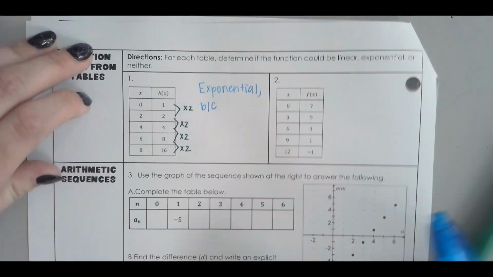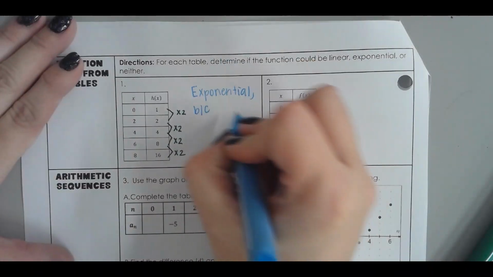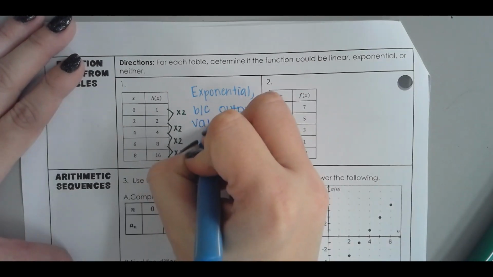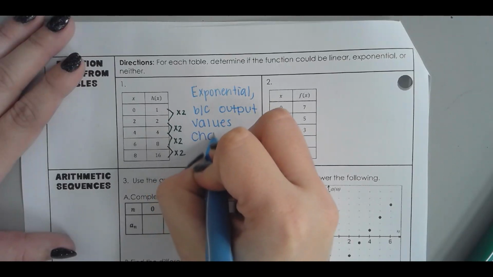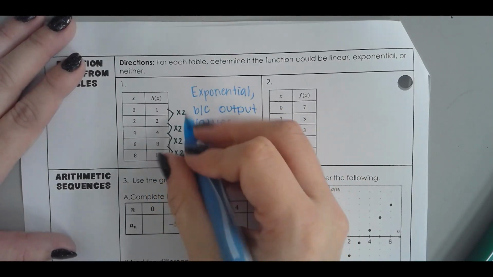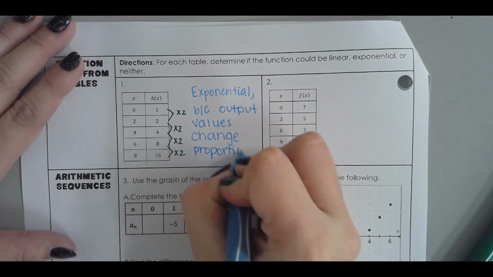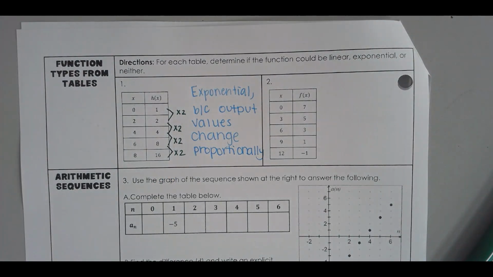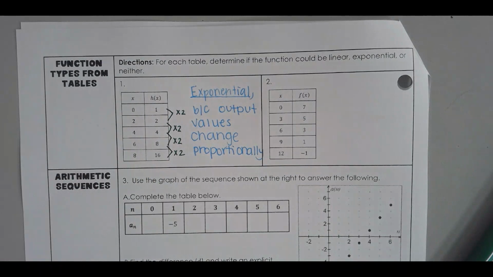Because, and I'm just going to restate, because the output values change proportionally. Exponential, because the output values change proportionally.